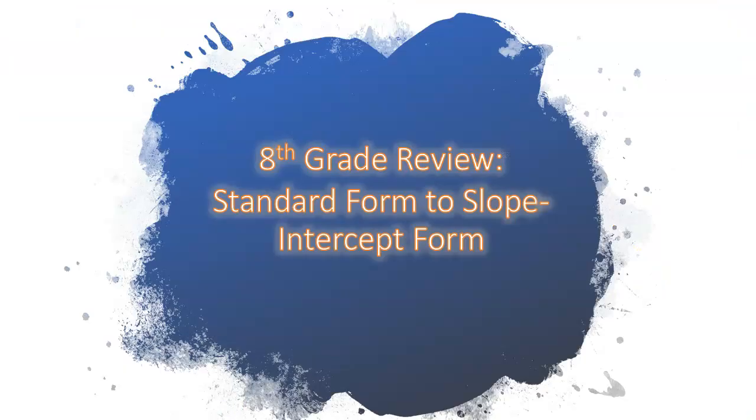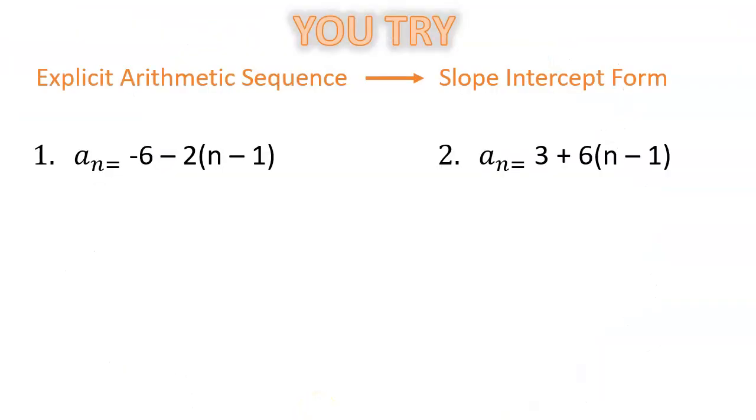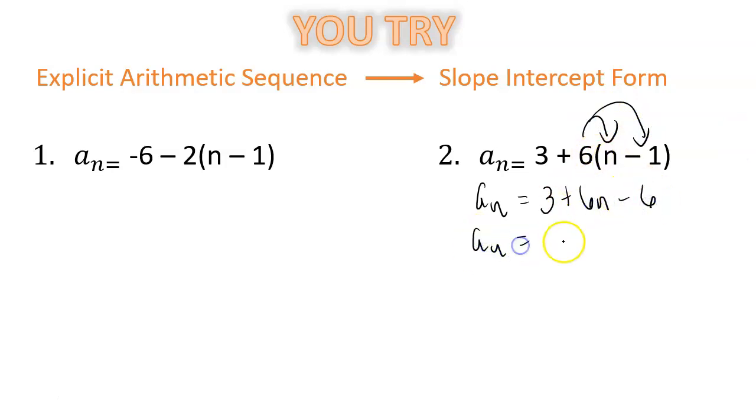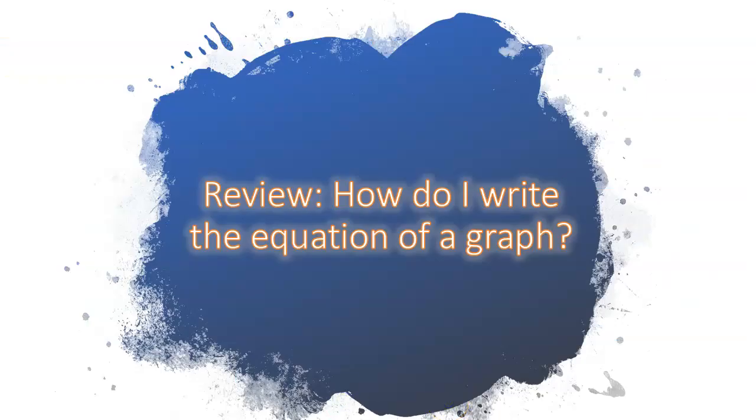Okay. And then previous to that, we talked about switching from an arithmetic sequence to slope-intercept form. So the way that we did that was we started by bringing down the first number in the sequence. Excuse me. Distributing. 6 times n is positive 6n. 6 times -1 is -6. Then we bring down the n and combine like terms. 3 minus 6 is -3, which is the same as saying y equals 6x minus 3. Okay. So today, we're going to add on to what we've done by reviewing how to write the equation of a graph.